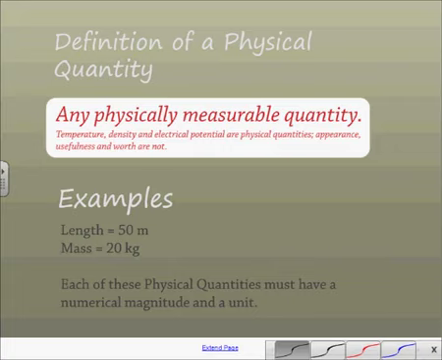So we've got some examples there. Length being 50 meters and mass 20 kgs, two things that can be measured. Now they must always have a magnitude and unit. Mind you, you might find that some that we come across essentially turn into ratios, so they don't have a unit.